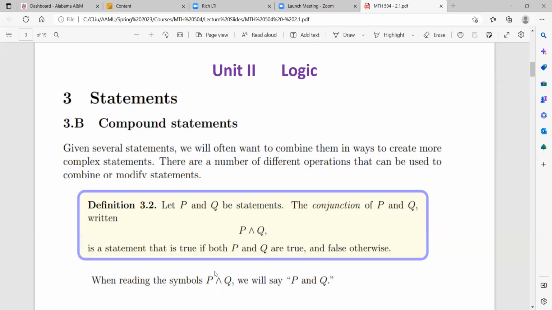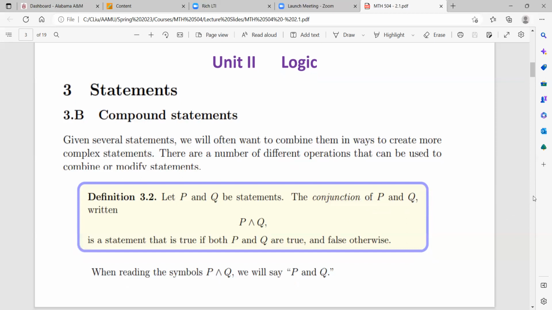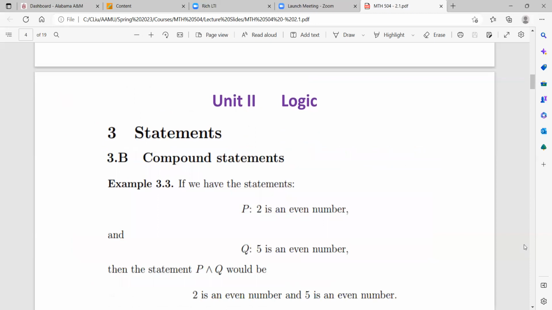So you just read it as P and Q with this head. Okay, so for example, if we have two statements P and Q, where P is 2 is an even number and Q is 5 is an even number, obviously, statement P is true and statement Q is false.